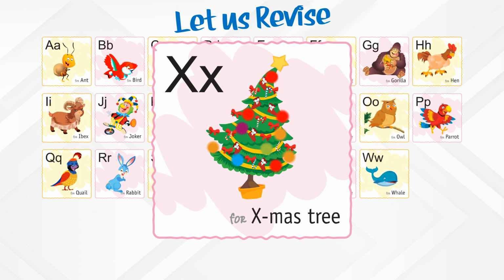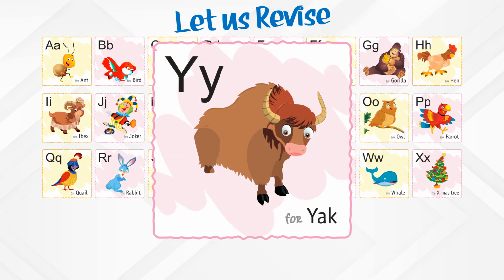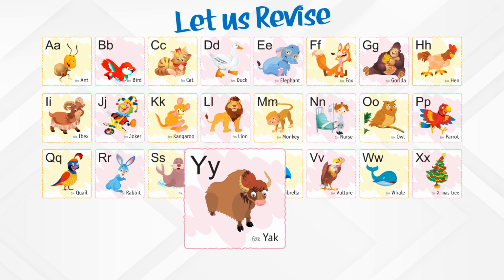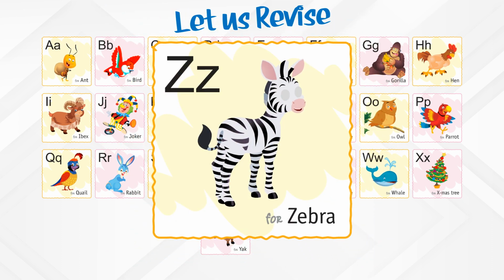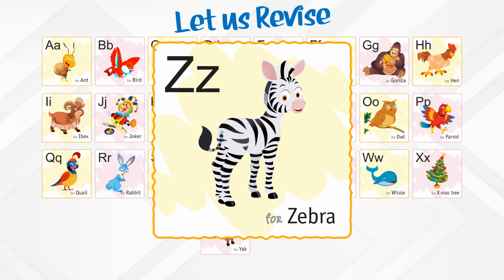Capital X, small x. X for Xmas tree. Capital Y, small y. Y for yak. Capital Z, small z. Z for zebra.